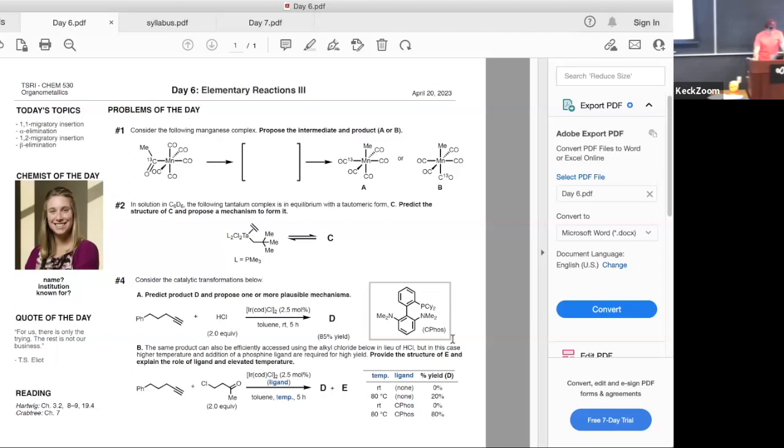And then a different reaction that's related where we take that same alkyne, we react it now with the alkyl chloride shown, and we get that same product D, but with a new product or byproduct E. So provide the structures of D and E.